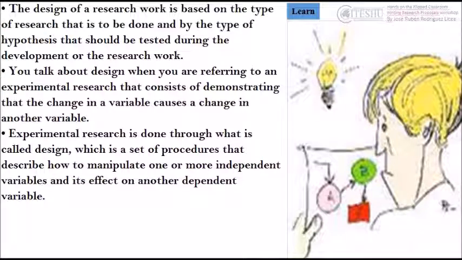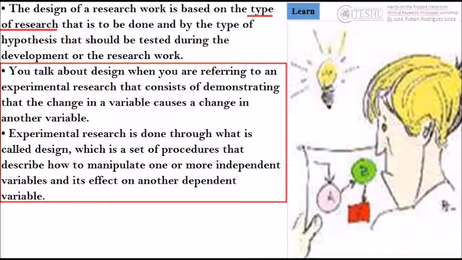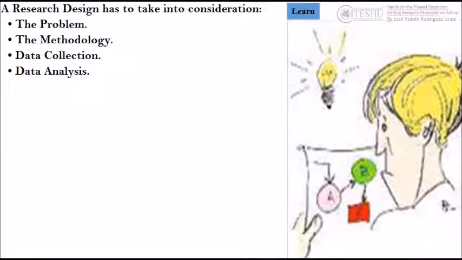The design of a research work is based on the type of research that is to be done and the type of hypothesis that should be tested during the development of the research work. You talk about design when you are referring to an experimental research that consists of demonstrating that the change in a variable causes a change in another variable. Experimental research is done through what is called design, which is a set of procedures that describe how to manipulate one or more independent variables and its effect on another dependent variable. A research design has to take into consideration the problem, the methodology, data collection, data analysis.